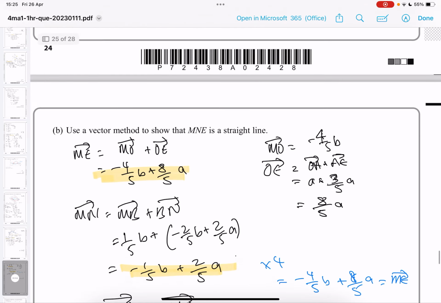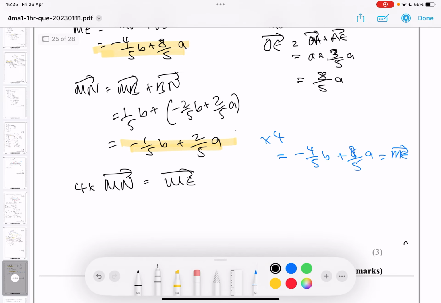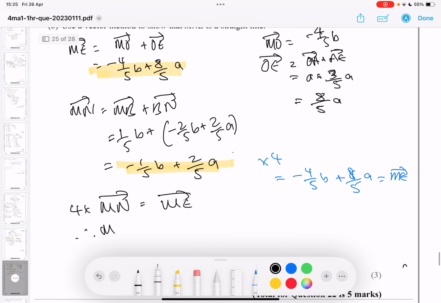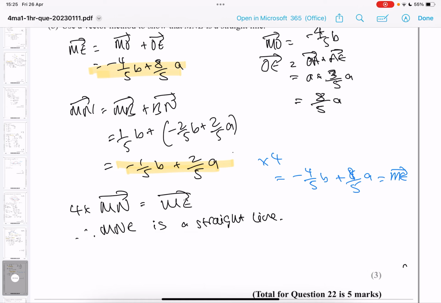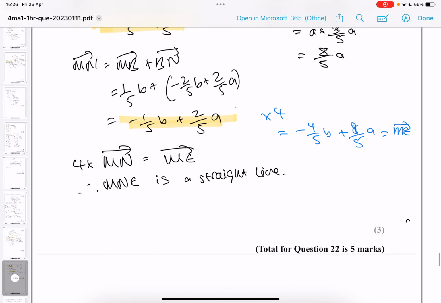So now let's write a concluding statement. Therefore, MNE is a straight line. Cool. So whenever you have these questions, you work out the vector of the long length and then find another length on that same line and then prove that one is a fraction of the other, and that will show you that it's a straight line. Okay, next question.